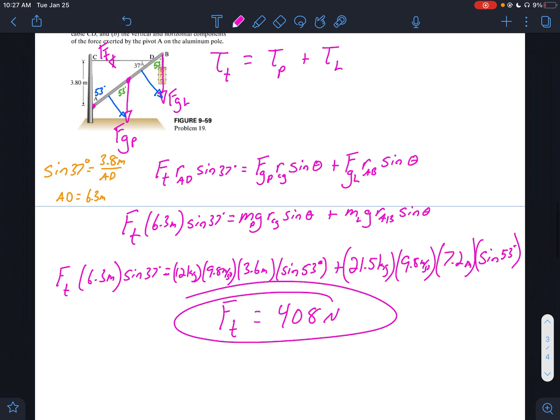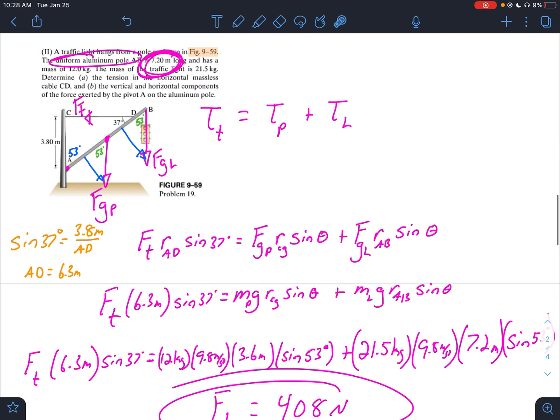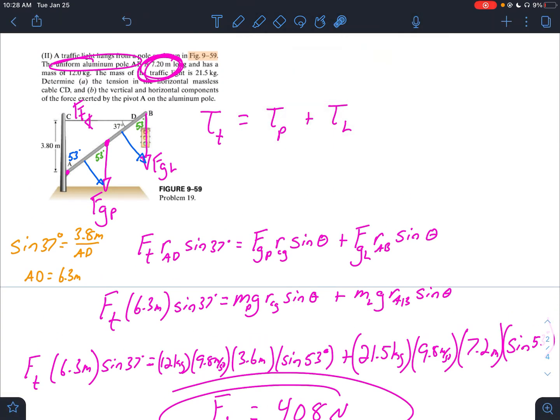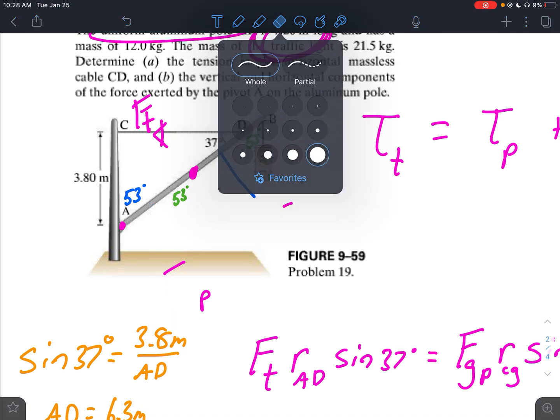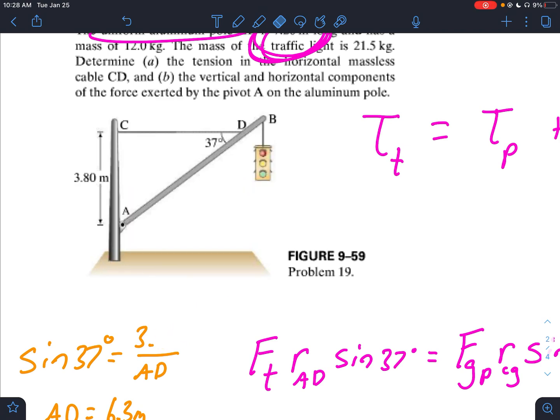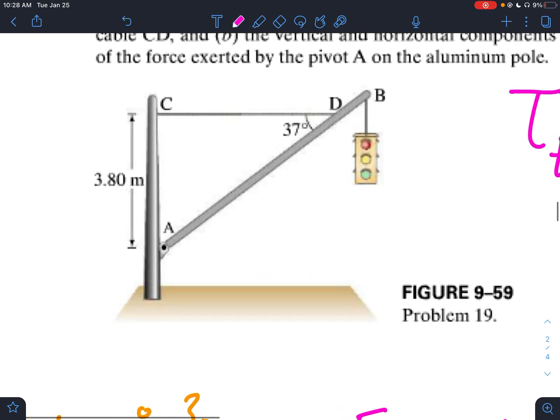Part B looks for us to determine the forces on the bolt here. So let's erase some of this. So we're looking at the forces on this bolt, the vertical and horizontal components. So we already know that the tension right here is about 408 newtons, or 409, I think it was, rounded.